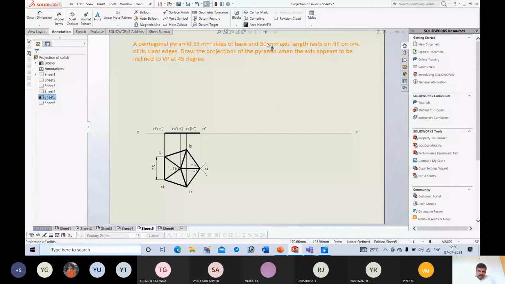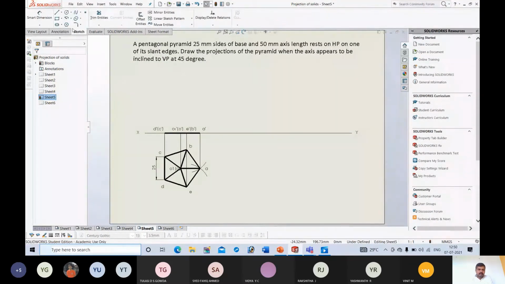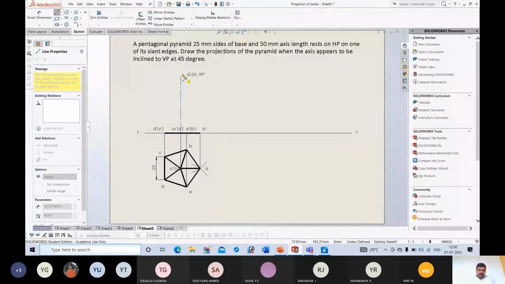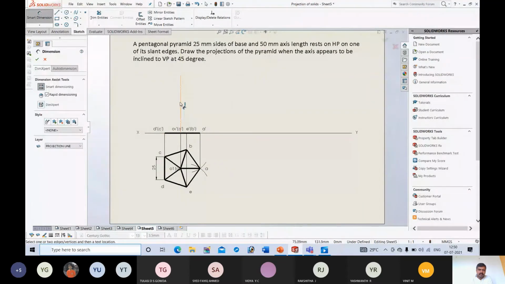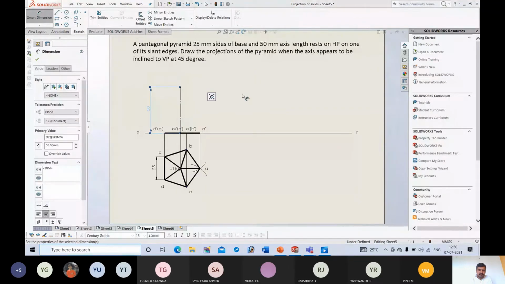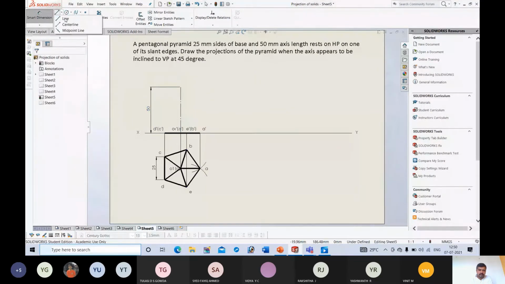So consider the axis, that is O1 dash, O dash. On the point of this axis, we should draw a chain dash line. Chain dash line is used to represent the axis, and this height should be 50. After drawing the axis, you will get the apex by drawing the axis to the given length. Next, connect the apex to the points of the base, that is the corners of the pentagon. So these are the slant edges.